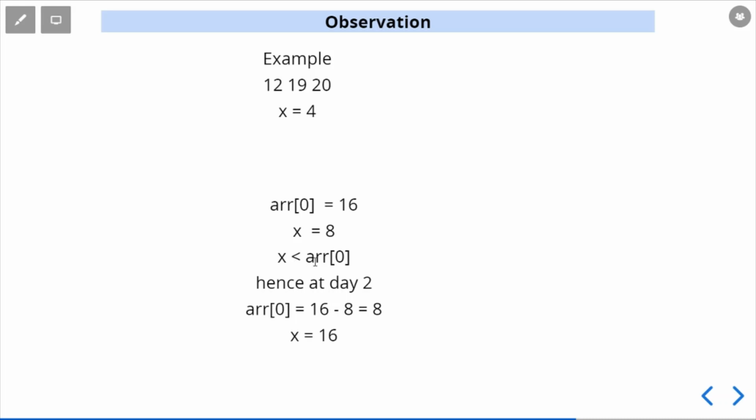Now also x is less than array of 0, so on day 2 we'll subtract the total number of infected people minus the vaccines that we have, that is 8 infected people remain, and the vaccines will double on day 3. On day 2 we have 8 vaccines, and on day 3 the vaccines will be 16. Also the number of infected people will double, so on day 3 how many people will be infected? On day 2 we have 8 people infected, so on day 3 we will have 16 people infected, and the vaccines that we have will also be 16. So 16 minus 16, how many people can be cured? All the population can be cured on day 3. So on day 3 all the patients have been cured for this particular country.